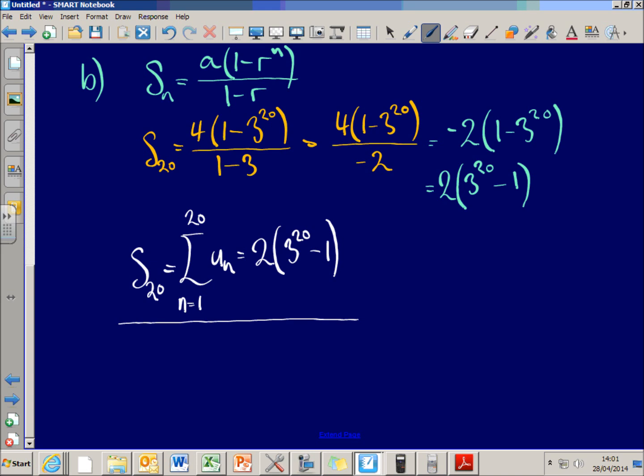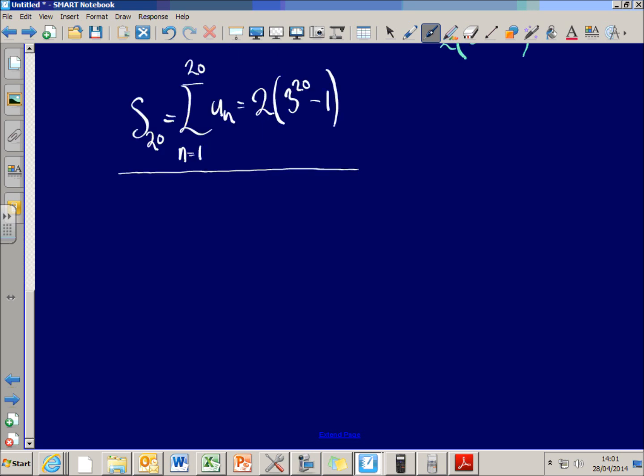Okay, last question. Find the least value of n such that un is greater than 4 times 10 to the power of 15. Someone talk me through that. What's un? We just found the sum of un, didn't we? It's like the nth term, yeah. Brilliant, yeah. So un is a r to the n minus 1. Yeah, I agree with that.